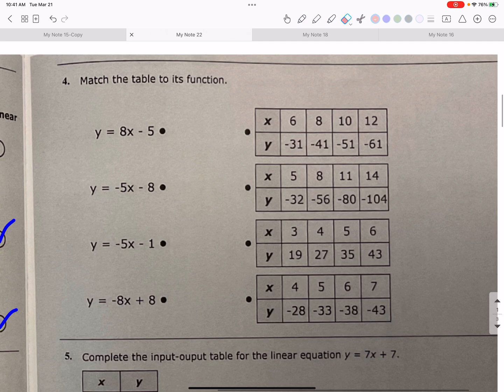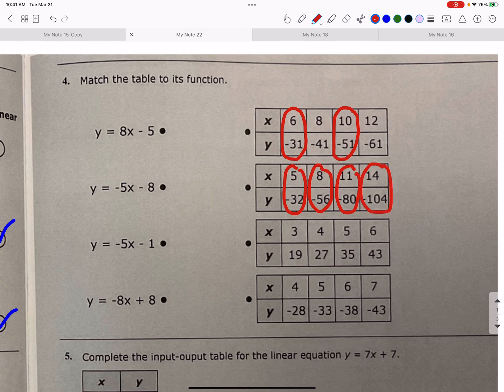Number 4, same thing over here. I can pick any points. I can pick 6, 31, negative 31. I can pick 10, negative 51. Any of these points should go with an equation. So maybe I'll pick 10, negative 51, and I'll try it over here.